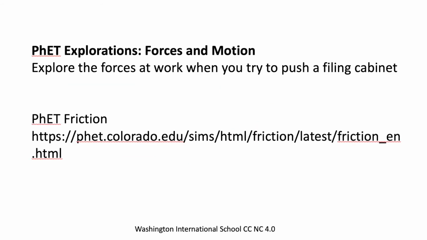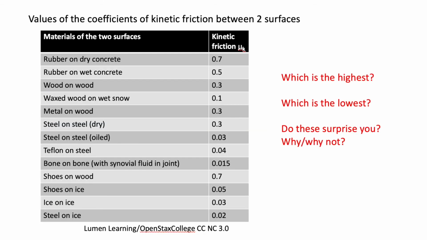You can do more explorations. You can pause for this one, and you can just put in a search for PhET, friction, forces and motion, and there's a URL there if you want it. And so these are comparing kinetic friction between two surfaces. So which is the highest, which is the lowest? Do any of them surprise you? Why or why not? So pause to do that.